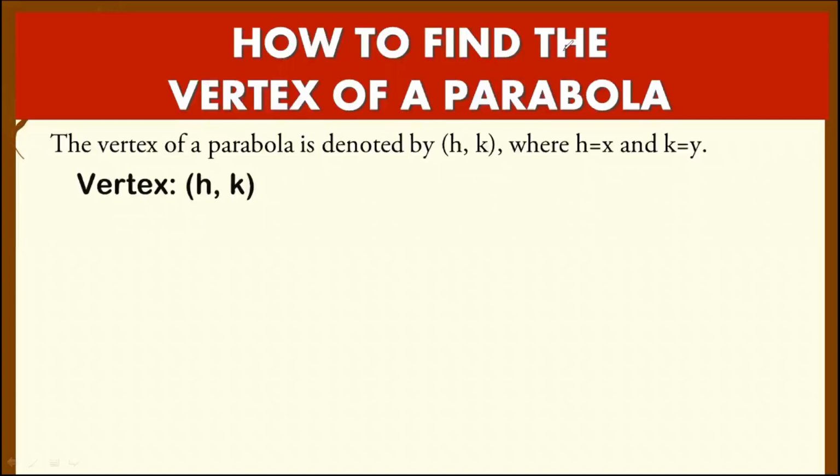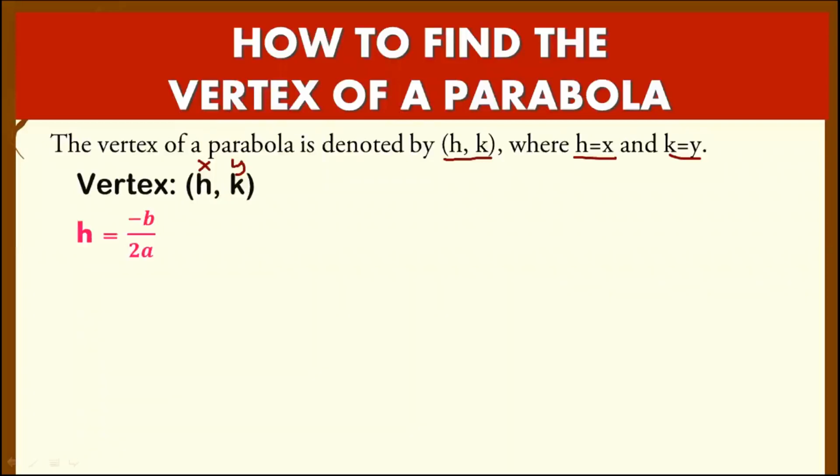Today's video is about finding the vertex of a parabola. The vertex of a parabola is denoted by (h, k), where h is the same as x and k is the same as y. So how do we get the vertex of a parabola? The first thing to note is we are going to use the formula h is equal to negative b over 2a.